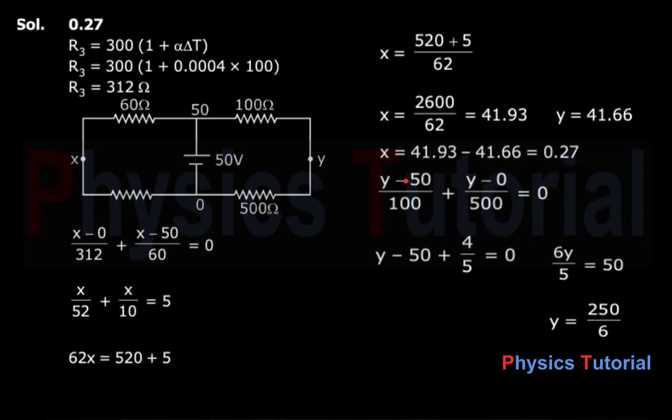So if you see Y minus 50 upon 100, you can say 1000 over here, and Y minus 0 upon 5000, so you can say 500 after deleting one of the zeros. So you get the value of Y equal to 250 by 6, nearly 41.66. This way we get X as the difference of 41.93 and 41.66, that is 0.27. So the answer is 0.27.